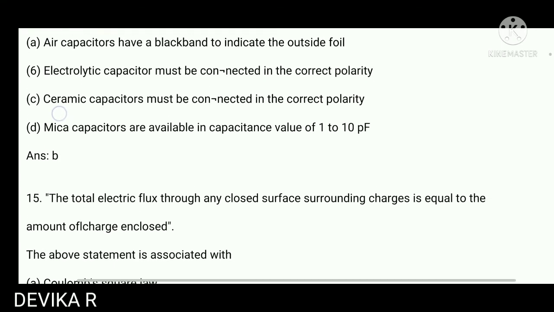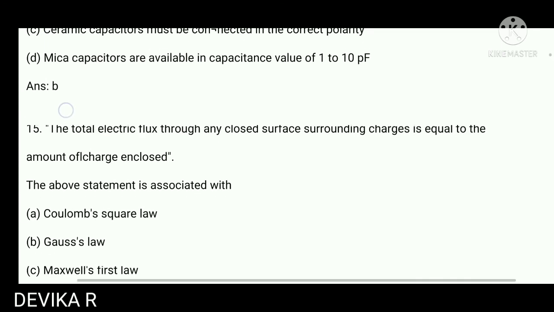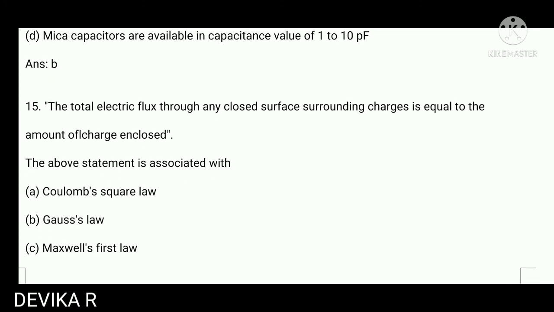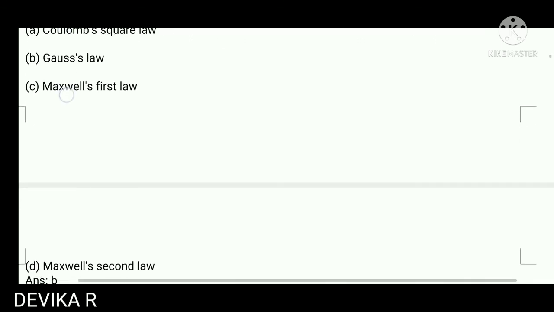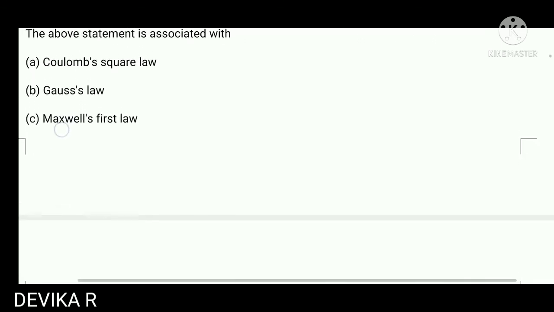Okay. Next question. They state one law, and we have to find what law it is. The total electric flux through any closed surface surrounding the charges is equal to the amount of charge enclosed. So the total flux through any closed surface being equal to the amount of charge enclosed is obviously Gauss law. Option B is the right one. Gauss law is the right one.